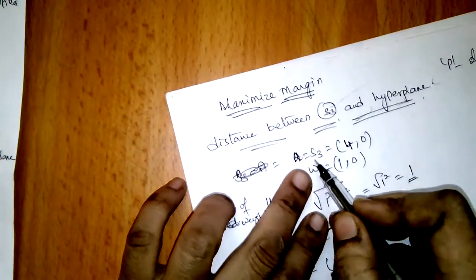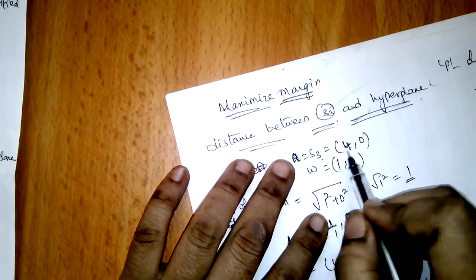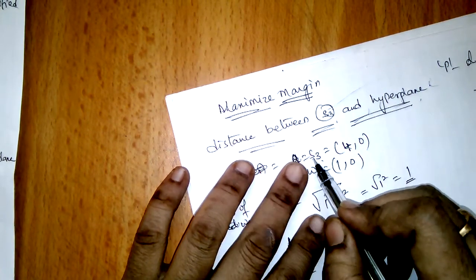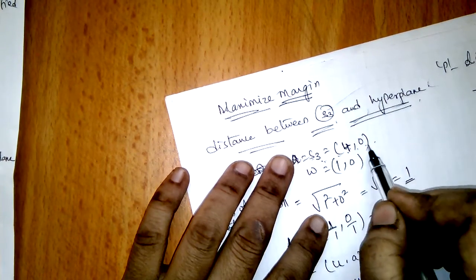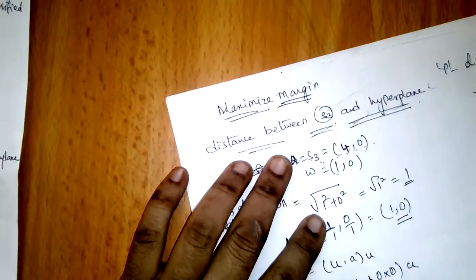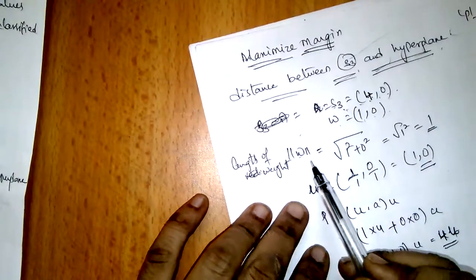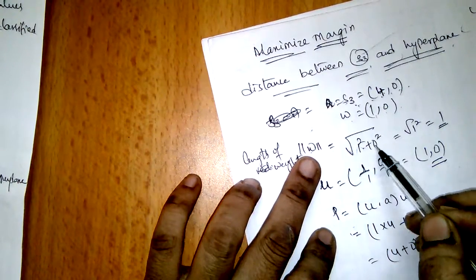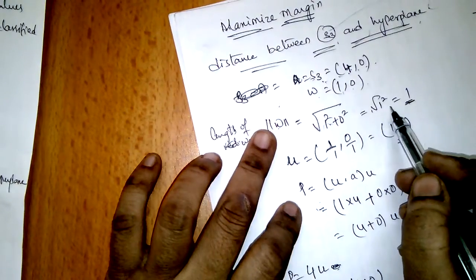Okay. Now to find the distance of support vector S3, what is the value of S3? I am taking S3 as (4, 0). Consider A. I am saying A equal to S3. That means S3 equals 4 and 0. And what is the weight value here? Previously 1, 0. Next, we have to find the length of the weight: 1 square plus 0 square. So we get the value 1. So the weight value is 1.